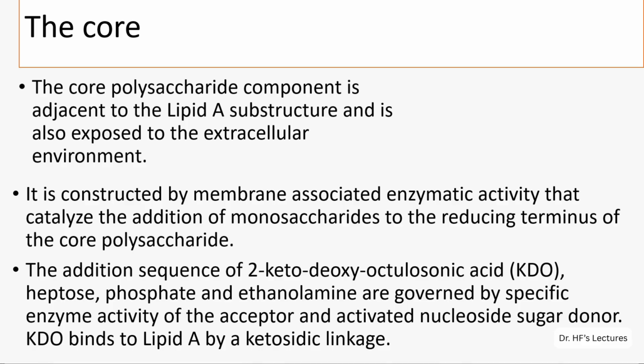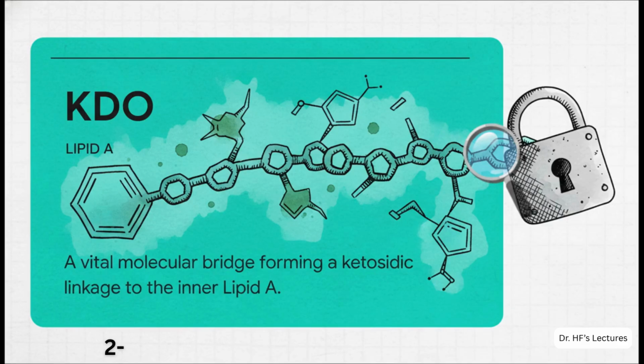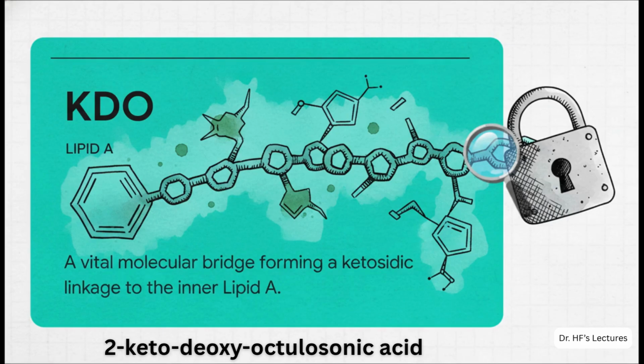Now, a totally crucial component inside this core is a specialized acid known as KDO. You can really just think of KDO as the definitive molecular bridge. It forms a ketoacidic linkage directly to the inner lipid A substructure, so it's essentially acting as the heavy-duty lock that completely secures the exposed outer core to the innermost anchor of the bacterium.